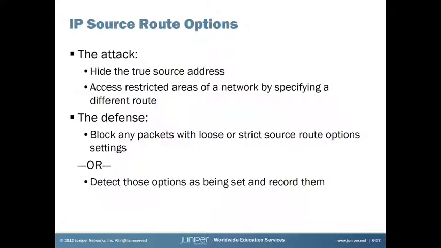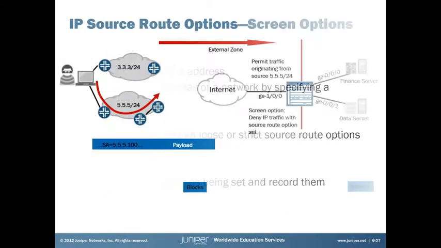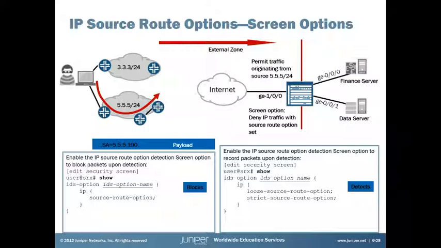The defensive blocking impact of loose or strict source route option settings will detect those options as being set and record the defense there. So what we're saying is the packet has got a particular source route in the options field, and we're also using our routing table to sort out the fact that those packets actually can't come from that particular address.